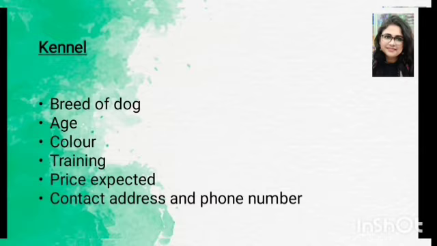Then the price expected. According to the breed of that particular animal, you have to mention what price you want. Then next is the contact address and phone number. Just as I've said earlier, this is similar to the third one, that is the contact address and the phone number.